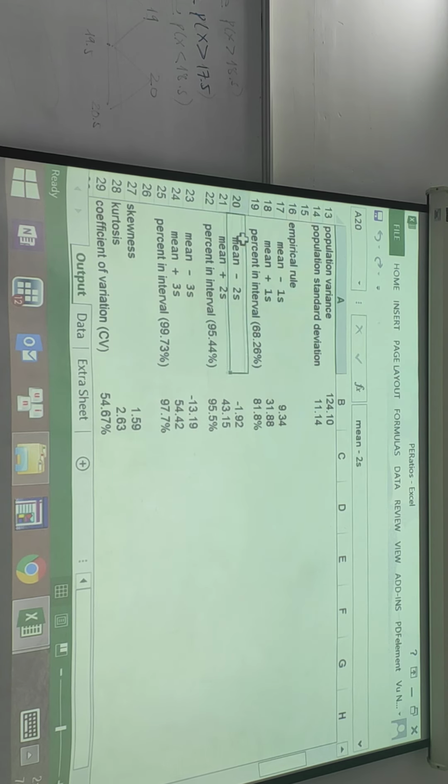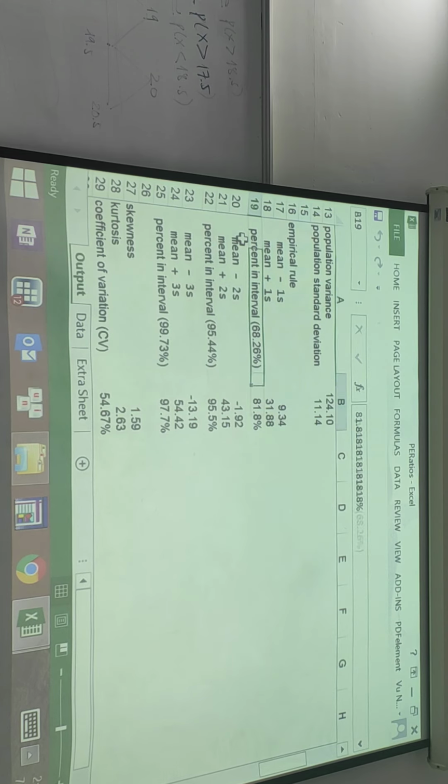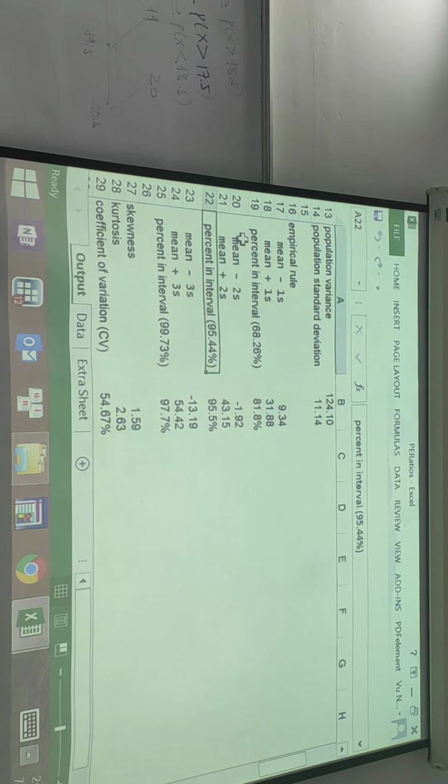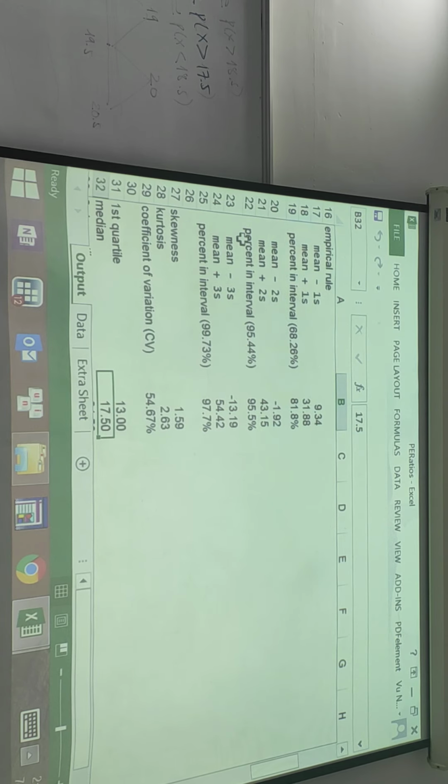If we apply the empirical rule, about 68%, we take one standard deviation, right? But for this data set, it is 81.8%. The rule says at least, right? The reality may be higher. So this one says 95, this is 95.5. Okay. The skewness.